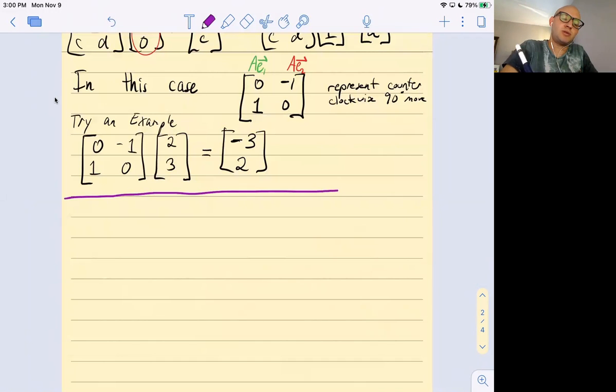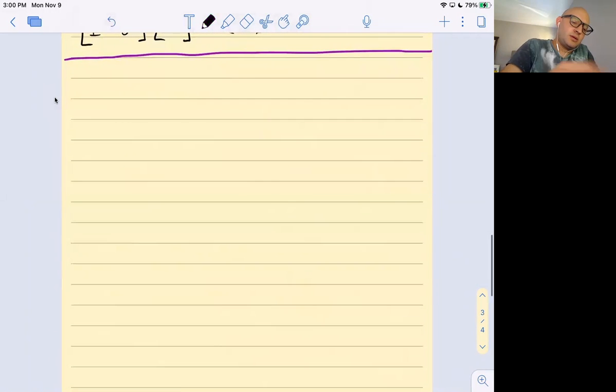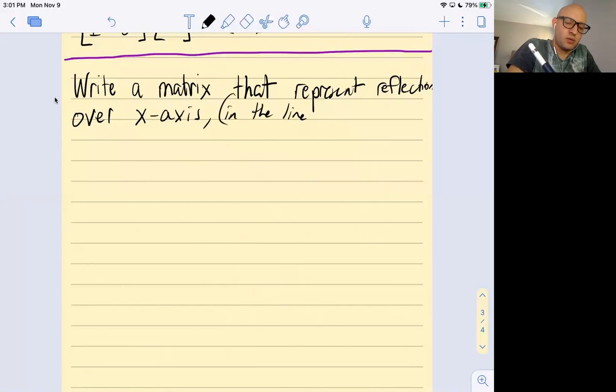Okay, so here's a simple transformation. Write a matrix, and we'll see something kind of neat at the end as well. We'll see a few things neat, and we'll continue this tomorrow as well. Write a matrix that represents a reflection over the x-axis, or in the line. If you want, you can say in the line y equals 0.